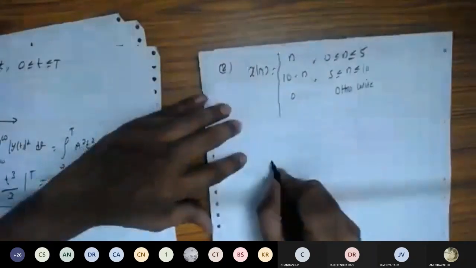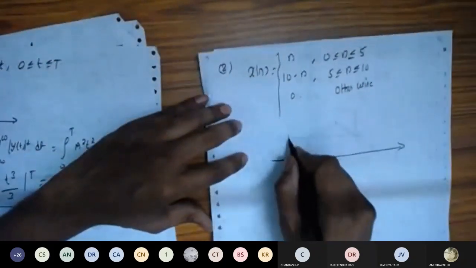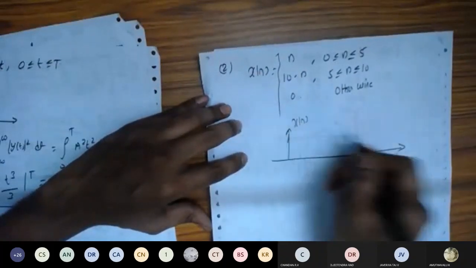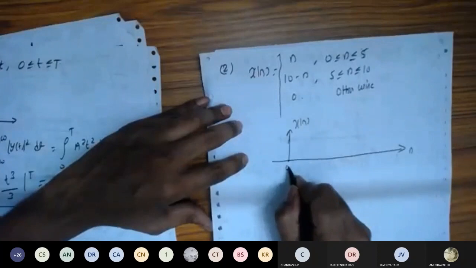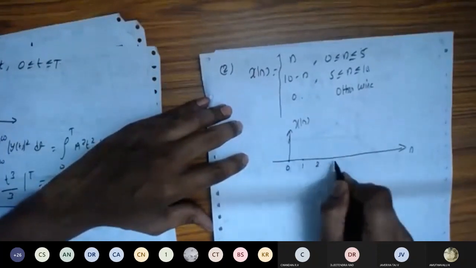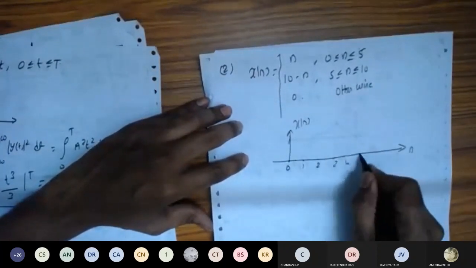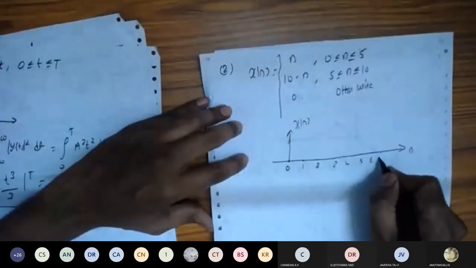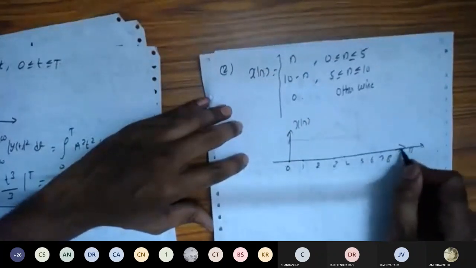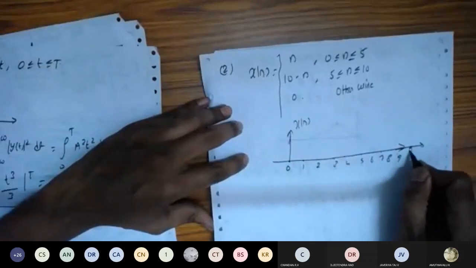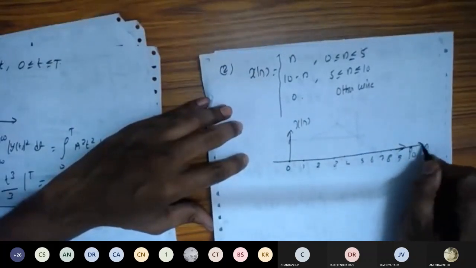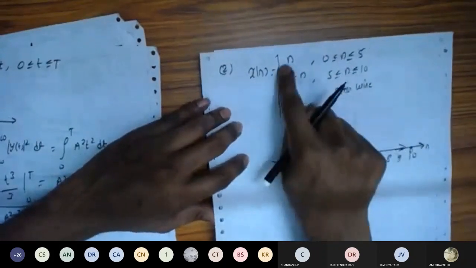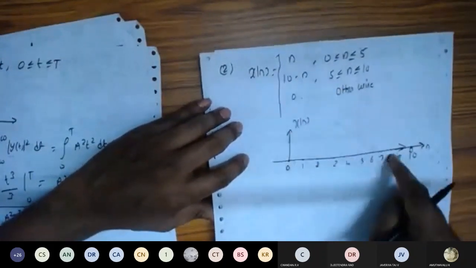So let us plot the waveform here. This is a discrete time signal since it is given as x of n. So here n can take the values 0, 1, 2, 3, 4, 5, and it will take values from 0 to 10, so 6, 7, 8, 9, 10. Let us substitute the value of n and plot the corresponding samples on the waveform here.